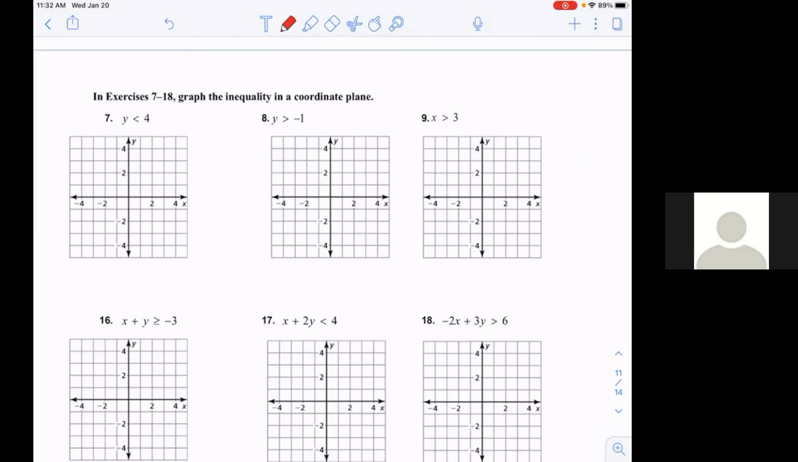Here we go. Now I'm going to go back and remember how to graph. There's only one variable here, it's y. What does that mean? It is only going to cross the y-axis. So here's the y-axis, here's 4. Now, when I draw this line at 4, will I be drawing a solid line or a dashed line? It will be a dashed line because the inequality is only a less than sign.